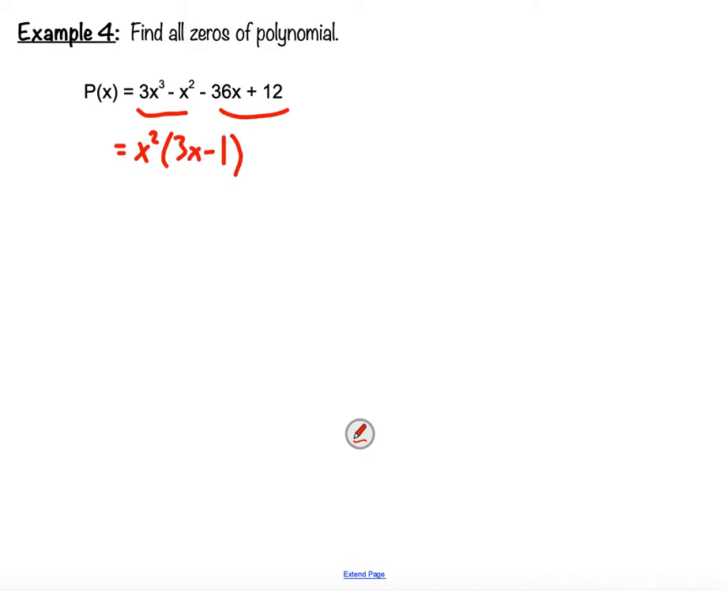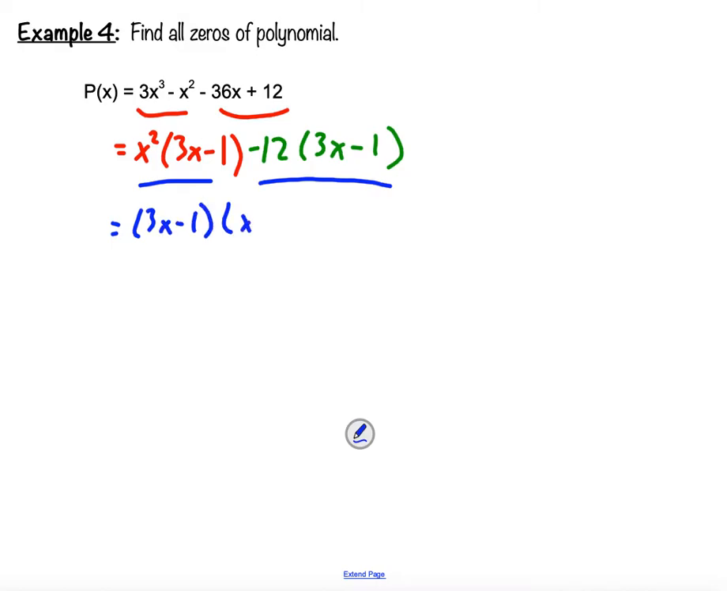The second set over there, I'm going to have to pull out the negative because the leading term there is negative for that last set. So I'm going to have to pull out a negative something, and it's a -12. And then I'm left with 3x minus 1. So then what do those 2 terms have in common? They have a 3x minus 1 in common. What's left over in the fronts? X squared minus 12. So now take each one of those terms and set it equal to 0 and solve for x.